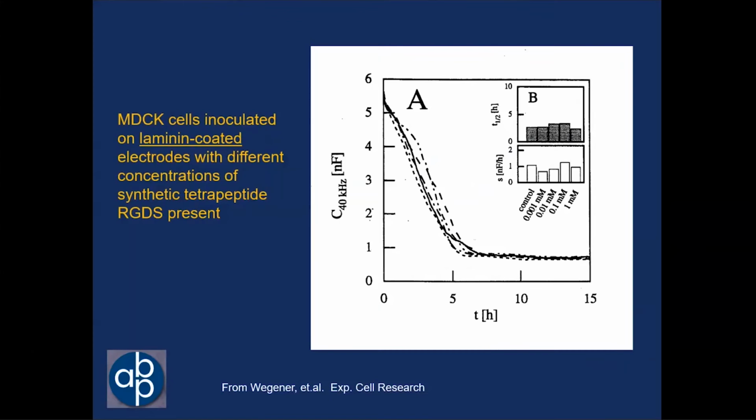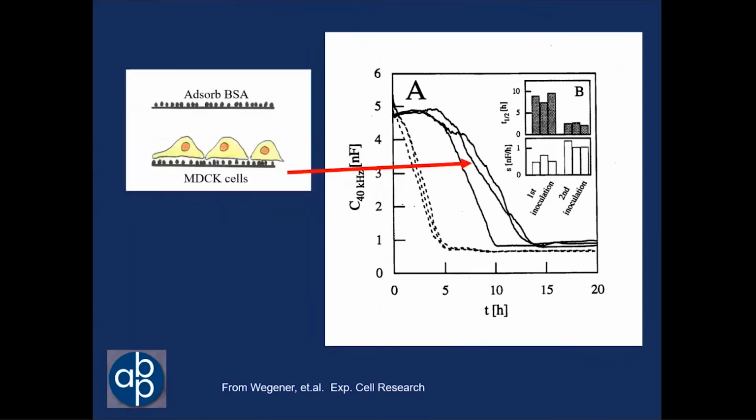Here's another experiment. Here we've adsorbed bovine serum albumin on the electrodes and inoculated them with MDCK cells. And you can see the response indicated by the solid lines as the cells more slowly go from an open to a confluent electrode.